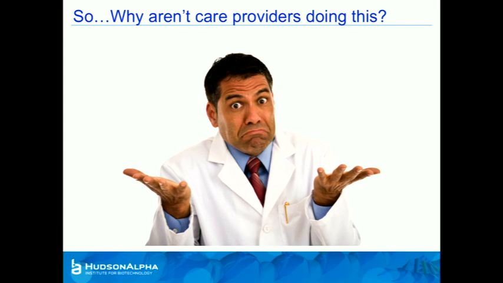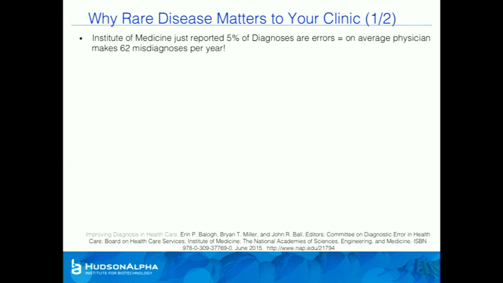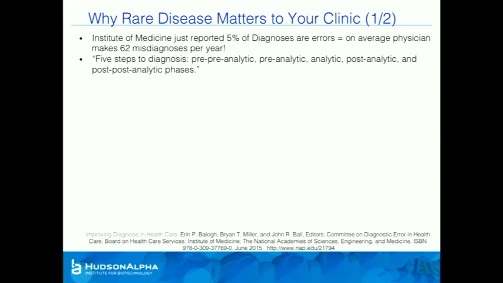Why is this something that people are afraid to use? Well, for your clinic, it does matter. Why does it matter? The Institute of Medicine 2 years ago reported that 5% of diagnoses that are made are errors. So every physician makes 62 misdiagnoses per year. Again, I'm not criticizing the physician, I'm criticizing the information we give the physician to be able to practice better care. There are 5 steps in the process.